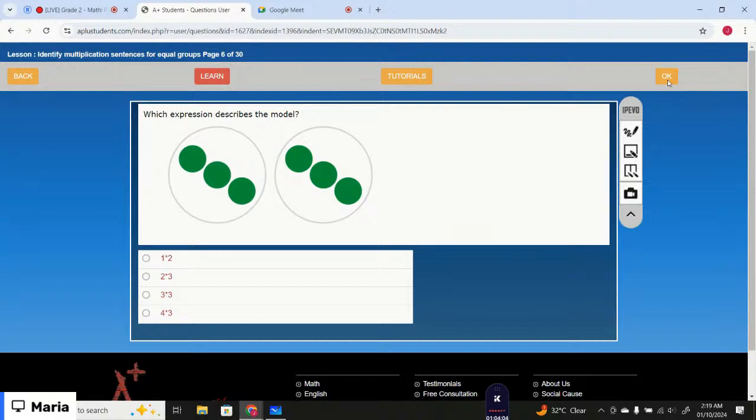Which expression describes the model, which is the correct option? That is 2 times 3. Option number 2 is the correct option. You have 2 big circles and they have 3 dots each. So that is 2 times 3.